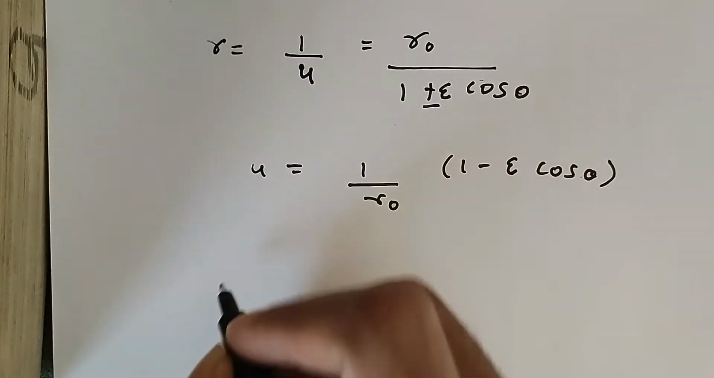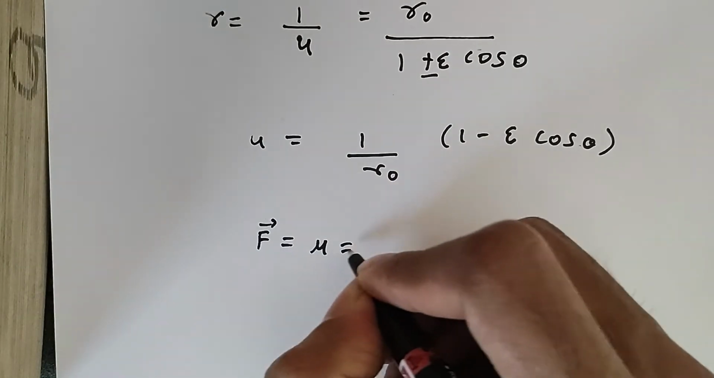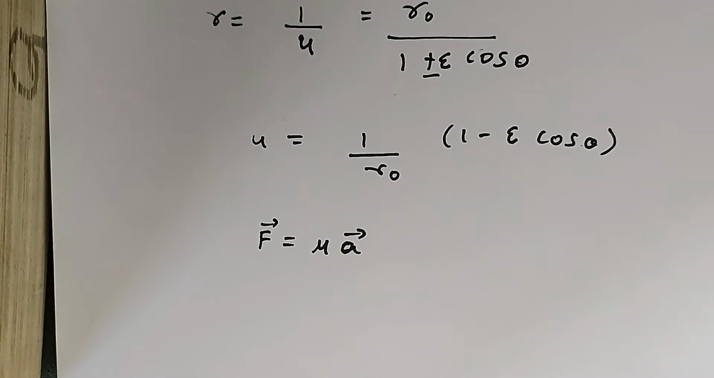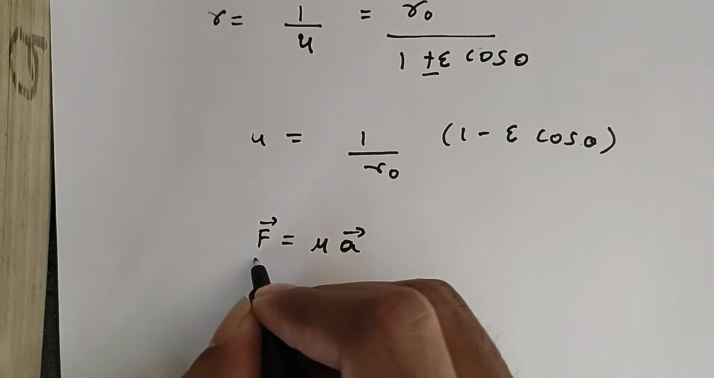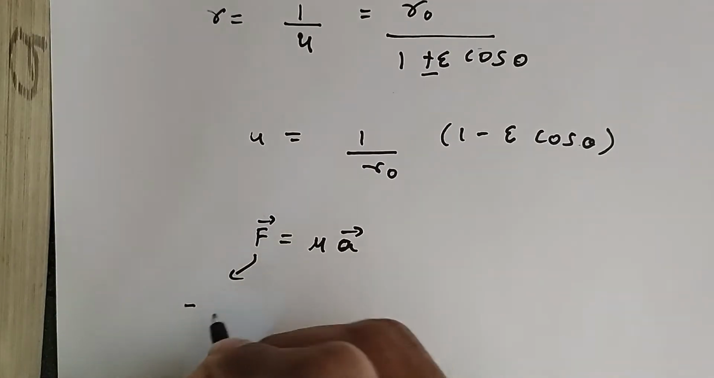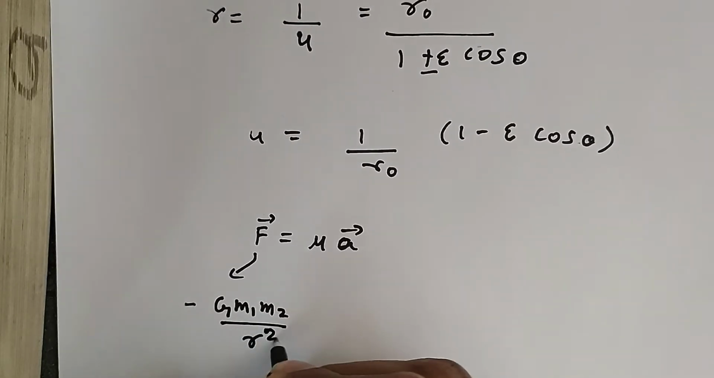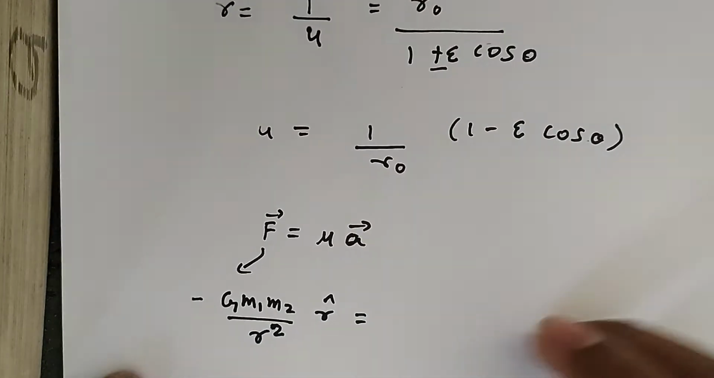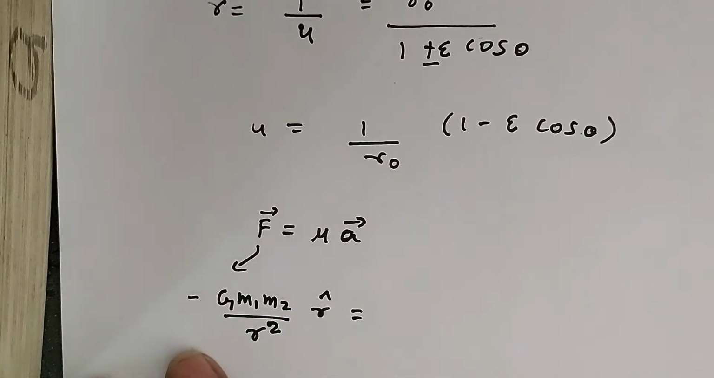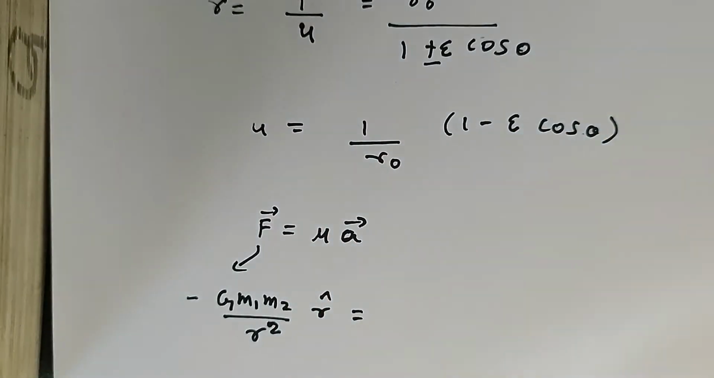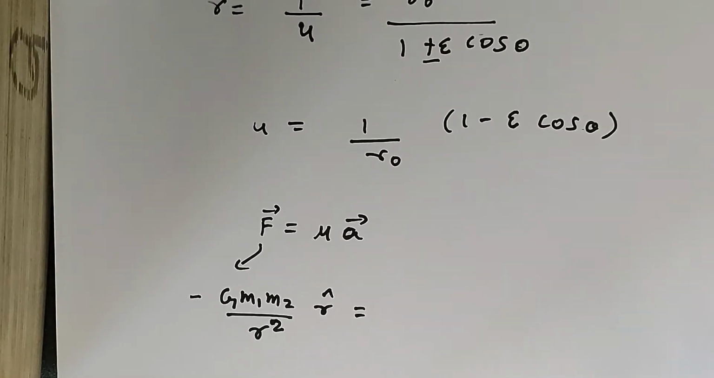So we simply start with our force equation, our force law, Newton's second law, provided the mass is constant. Alright, so as I told you before, this is minus G m1 m2 upon r square r cap. So this is a conservative force, and the negative sign defines that it's an attractive force. It's towards the center, which is basically the definition of central force motion.